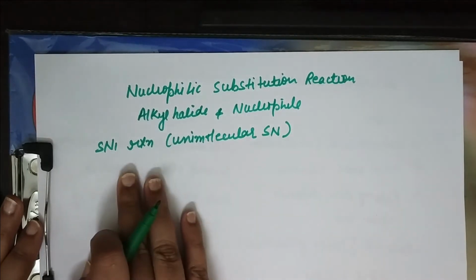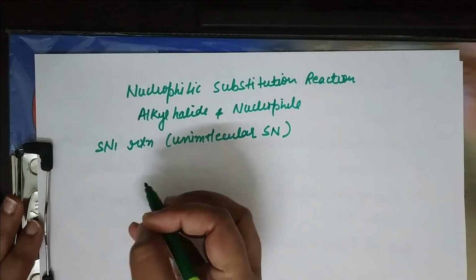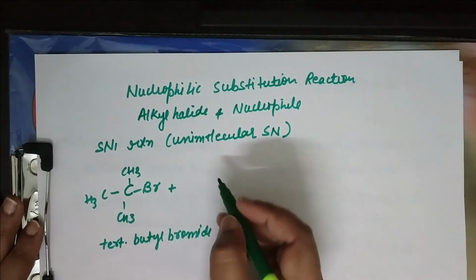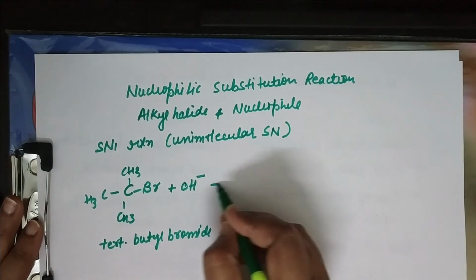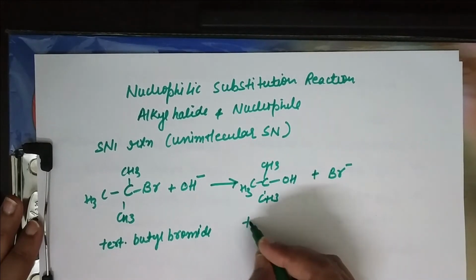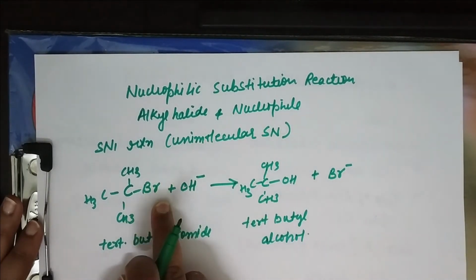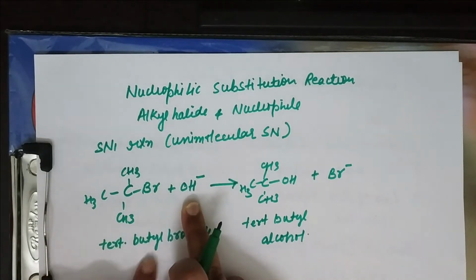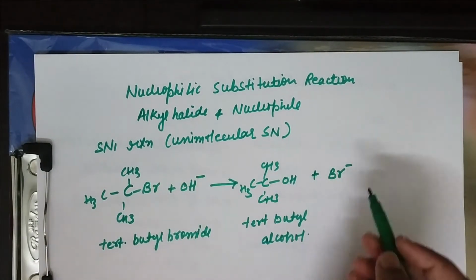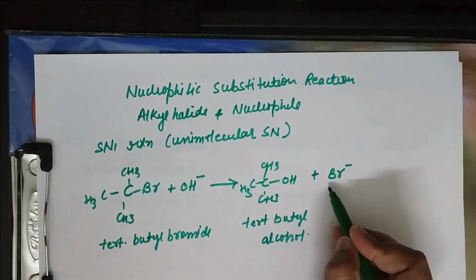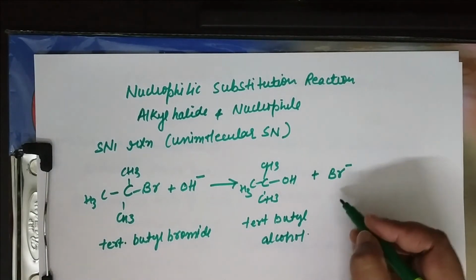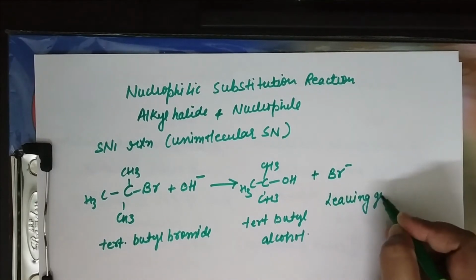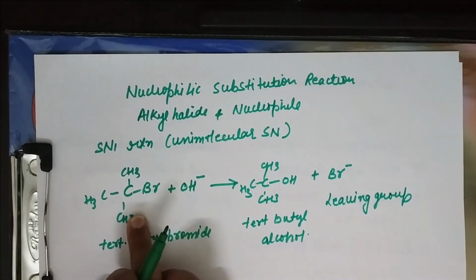So here I will explain it with one example. So this is our tertiary butyl bromide. When it reacts with OH, or hydroxy, it gives tertiary butyl alcohol. So in this example, you can see the bromide is substituted by the hydroxy group. So here the substitution takes place and bromine will be liberated. So this bromide ion is known as the leaving group, meaning which leaves the molecule.